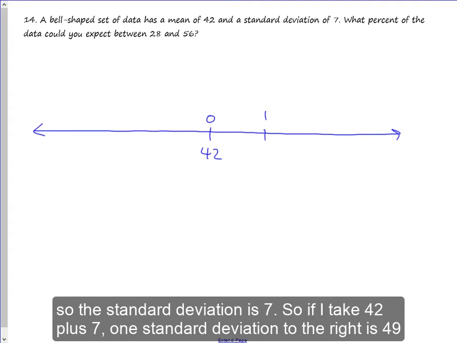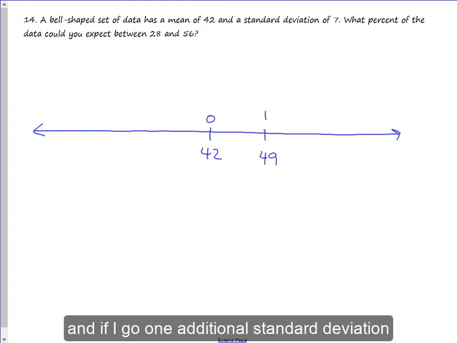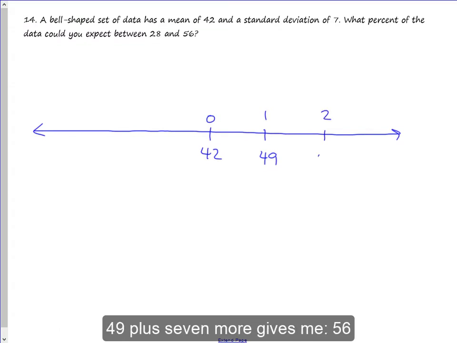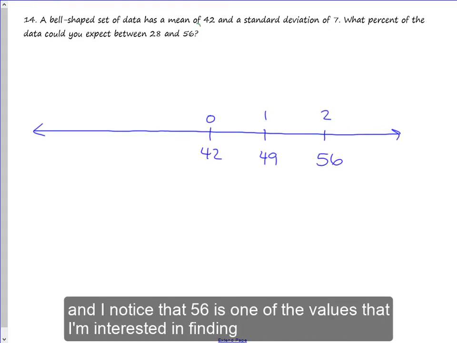So if I take 42 plus 7, one standard deviation to the right is 49. And then if I go one additional standard deviation, 49 plus 7 more gives me 56. And I notice that 56 is one of the values that I'm interested in finding.